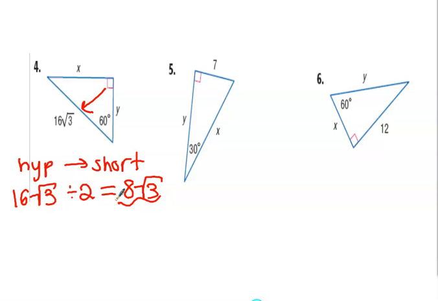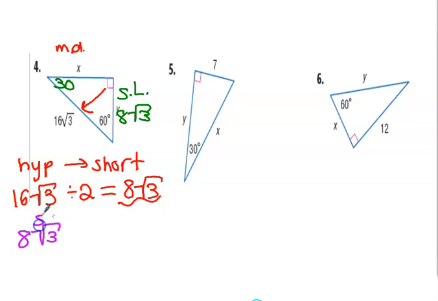Well, where is my short leg? My short leg is across from the 30. 30, 60, 90 adds up to 180, like we learned on day 1. So across from the 30 is 8 root 3. This is known as my short leg. Okay? All right. Now let's find the middle leg. The middle leg is the one across from the 60.